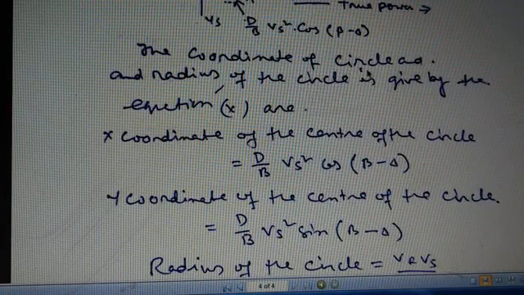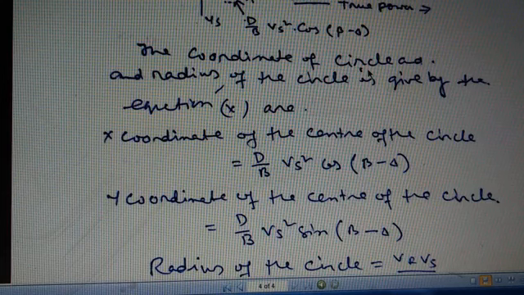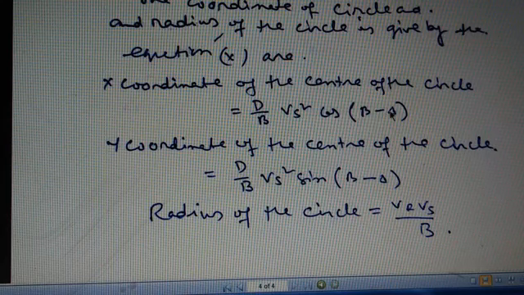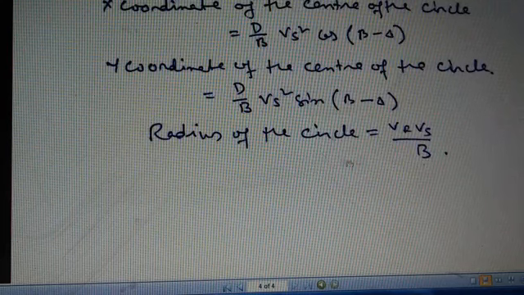Now the coordinates of the circle and the radius of the circle are given in the above equations. The x coordinate of the center of the circle equals D by B Vs squared cos of beta minus capital delta, and the y coordinate of the center of the circle equals D by B Vs squared sine of beta minus delta, and the radius of the circle is Vr into Vs by B.